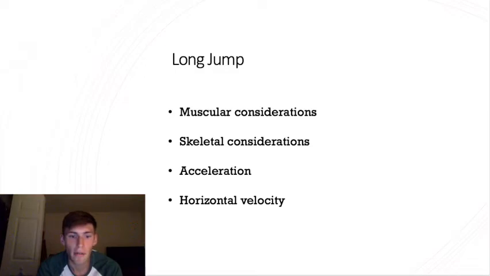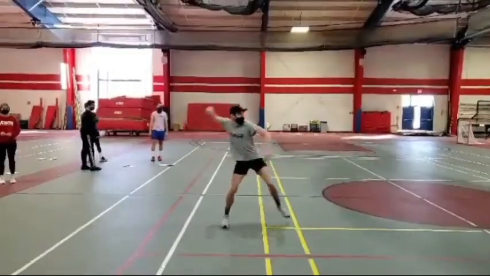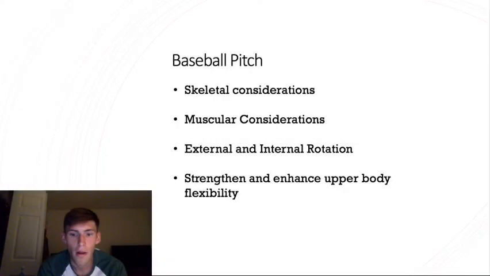Now we're going to move on to my baseball pitching. All right, I'm ready. It's just a warm up. All right, so the baseball pitch. Some muscular considerations. The deltoids are for horizontal adduction and external rotation, and the triceps are what extend the elbow, and the abdominal muscles stabilize, and also the latissimus dorsi is involved.